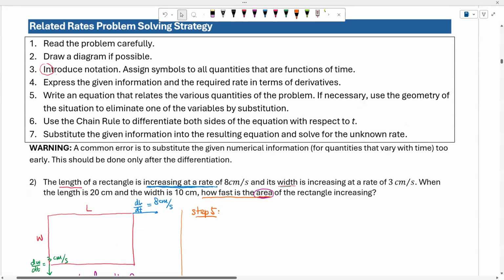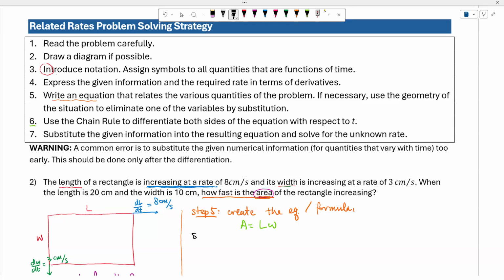In this step, we would like to write an equation, meaning we need to create the formula. What formula would we like to create? We are looking for the area of the rectangle, so we know that the area of the rectangle is A equals L times W. And now we would like to work with step 6. We would like to use the chain rule to differentiate both sides of the equation with respect to time.